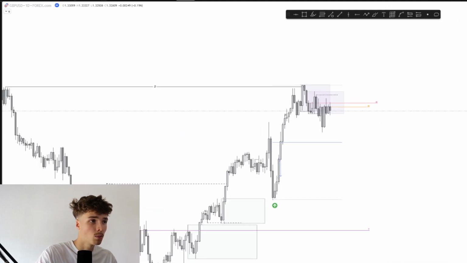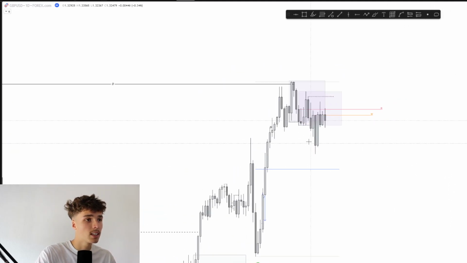If I then zoomed in a bit, I could clearly see that here we had a fractal low break, guys, boom. Here we had another fractal low break, boom. And meaning that this fractal low break and this fractal low break created supply zones. And now this supply zone here is in control because this was the last fractal break.